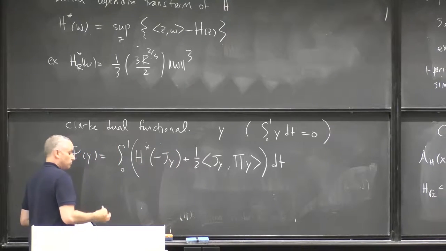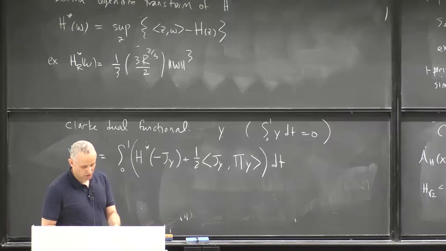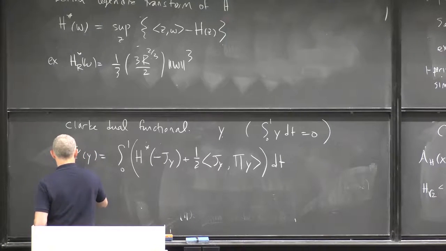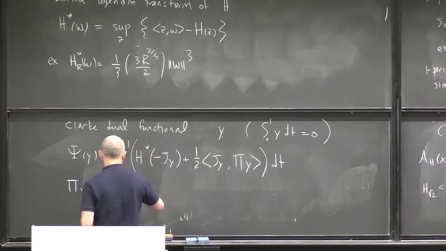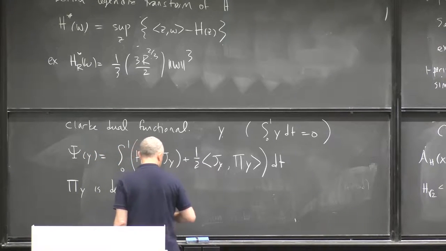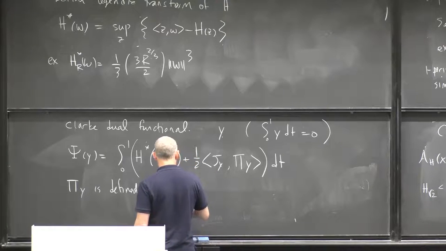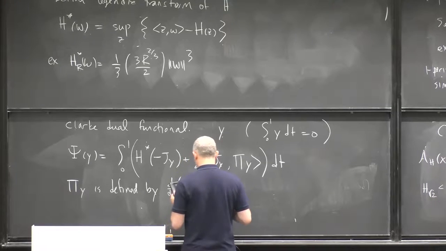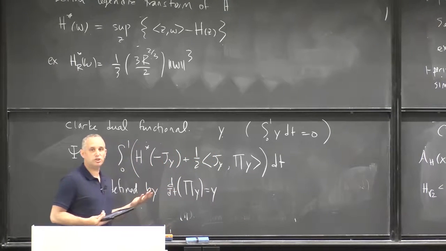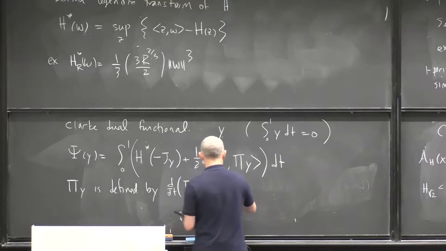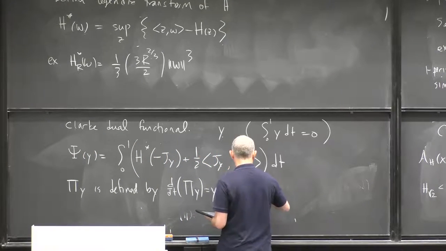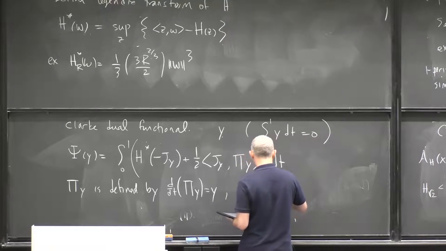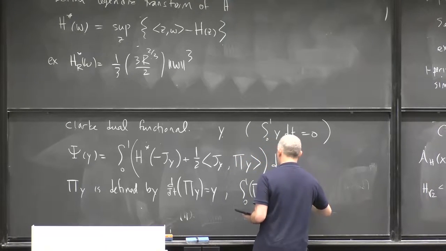We won't use this formula for anything, but for reference, let me tell you what this operator pi is. So pi y is defined by the following two properties. If you take pi y and then d by dt of it, you get y. So it's some kind of integration. And then we need to set the constant, so the integral from 0 to 1 of pi y dt equals 0.